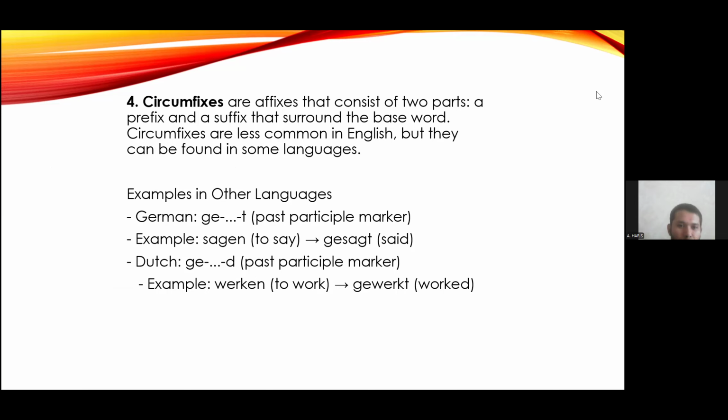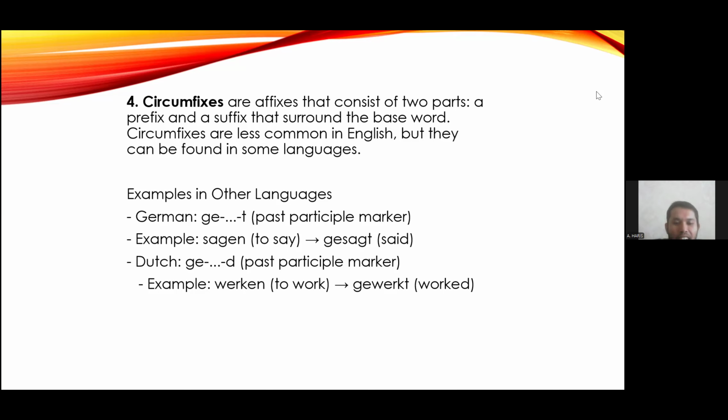Circumfix. Circumfixes are affixes that consist of two parts. It's a prefix and a suffix that surround the base word. Circumfixes are less common in English, but they can be found in some languages. Okay, example in other languages, like in the German language. In English, maybe we can say past participle marker. Example, German, in English, we say to say. And the next, gesagt. In English, we say said.